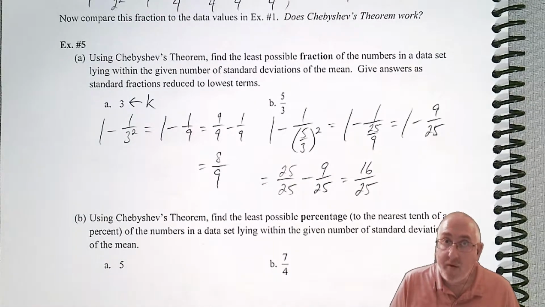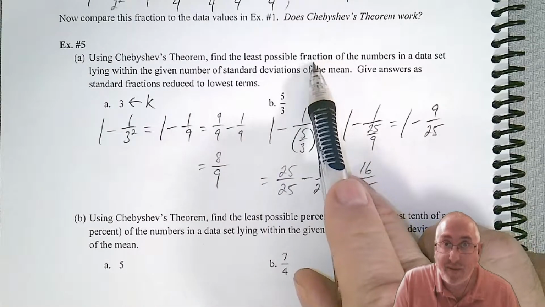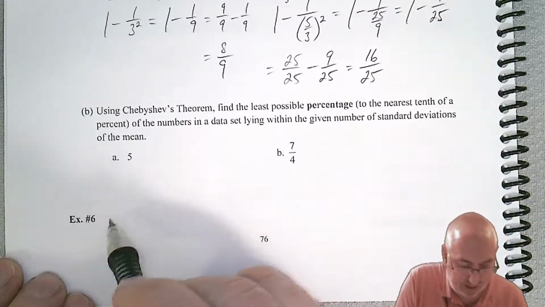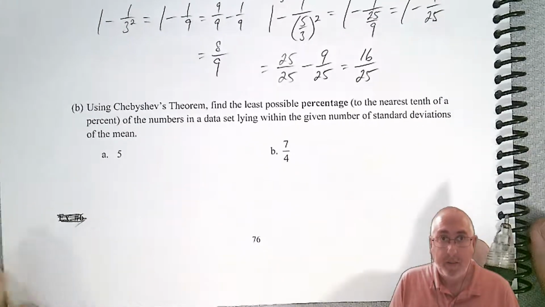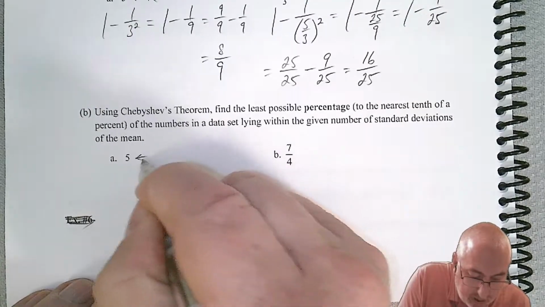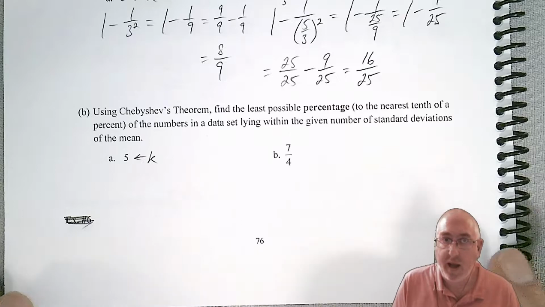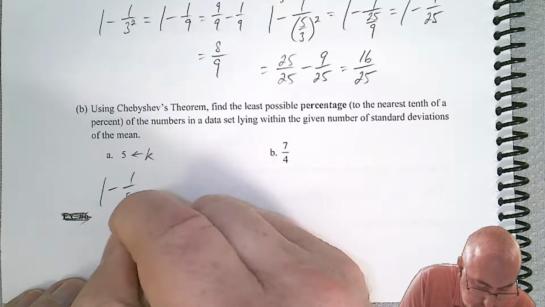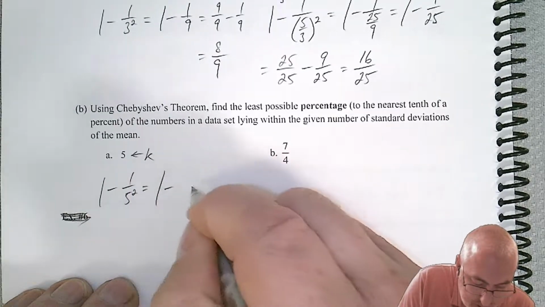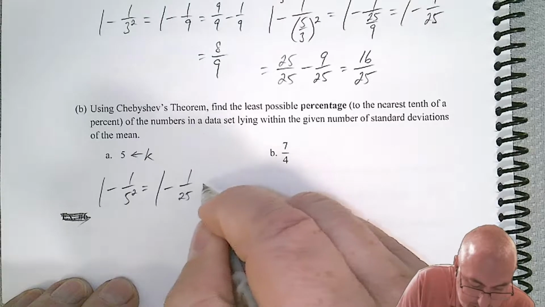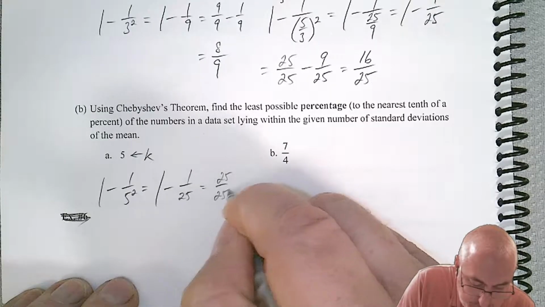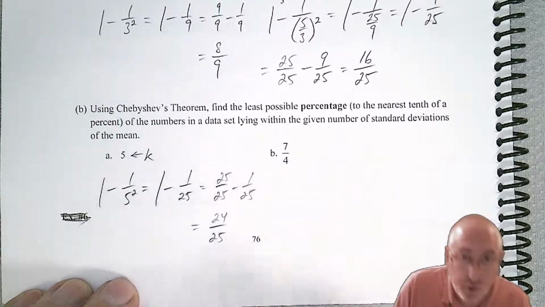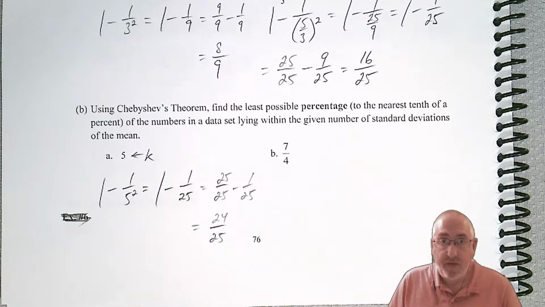So again, be careful of the directions though. They're going to fluctuate between saying fraction and percentage. So let's do a couple with percentage. And again, this should be on the next page. So if k is equal to 5, again, what do we get for that fraction? If we plug in our 5 for k, following that order of operations, we get 24 out of 25.